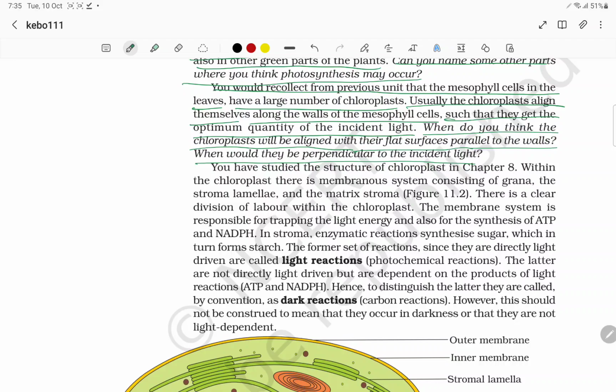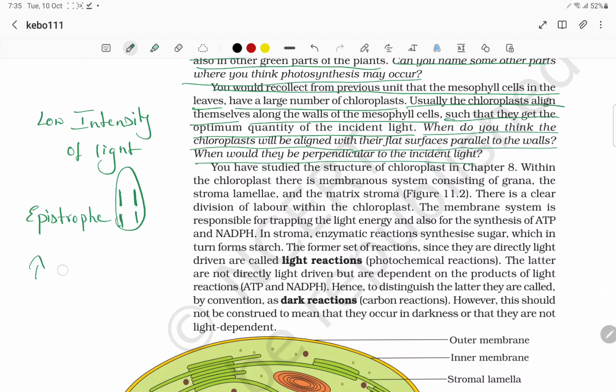During low intensity of light, the chloroplasts are arranged parallel, so that the maximum amount of sunlight is received. This we call epistrophy.